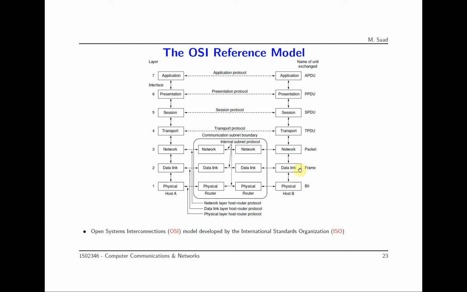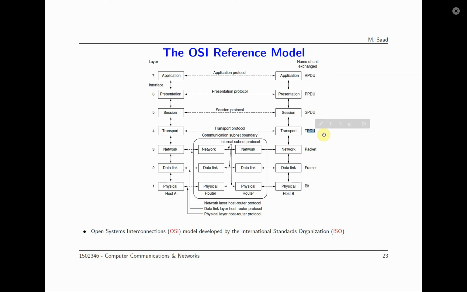So the frame, you can think of as an envelope which contains the packet. So the frame contains the packet itself in addition to an extra header and trailer, right? Okay, what about these other names? TPDU, SPDU, PPDU, and APDU. You notice that the letters PDU are common, protocol data unit.